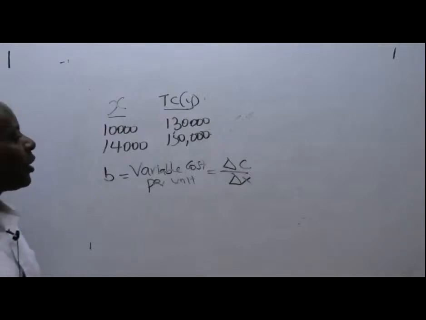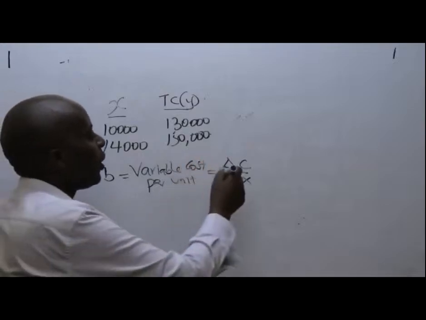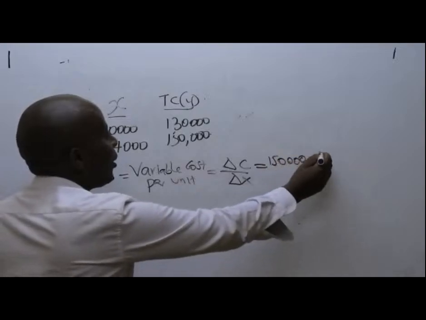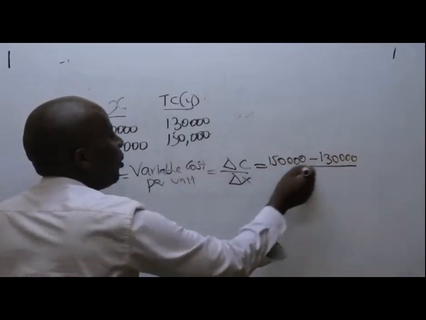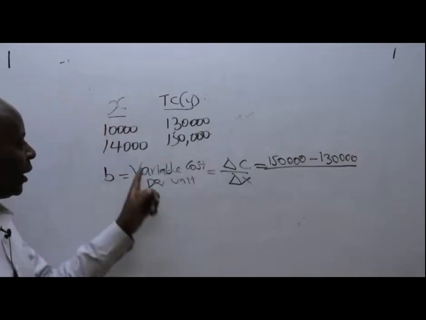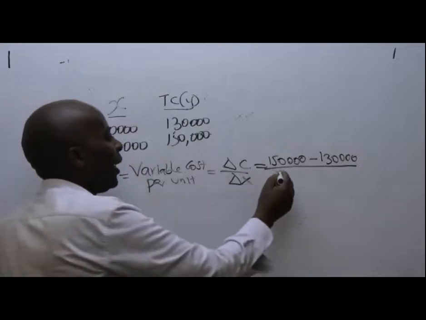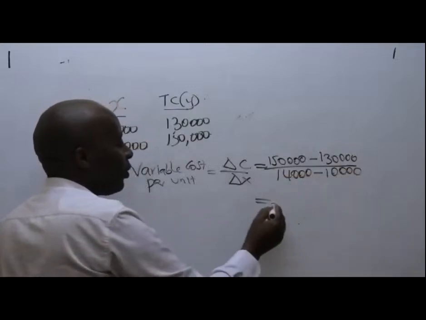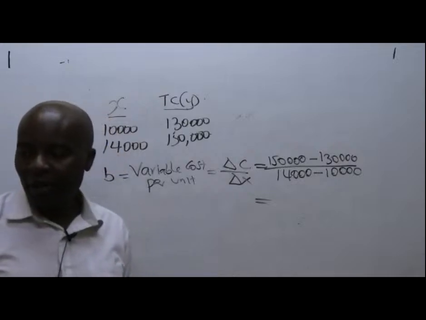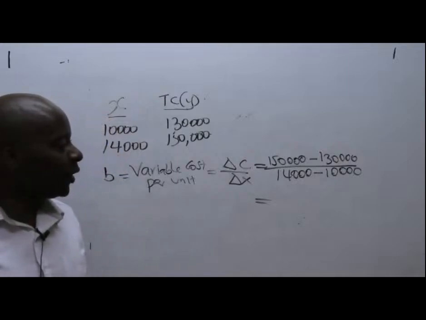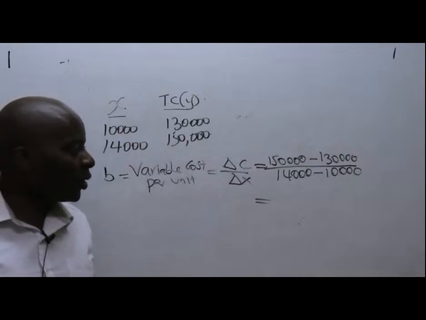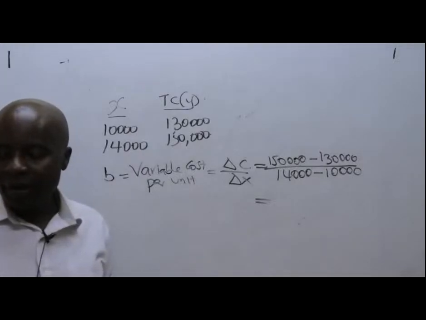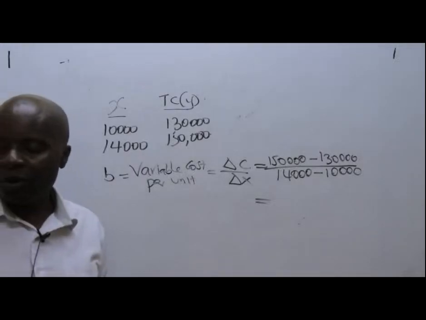So change in cost, I would want someone to subtract: 150,000 minus 130,000, all over change in quantity. The quantity is 14,000 minus 10,000. At the end of the day, what shall we get? 150,000 minus 130,000 is 20,000. 20,000 divided by 4,000 will give me a variable cost of what here, somebody?